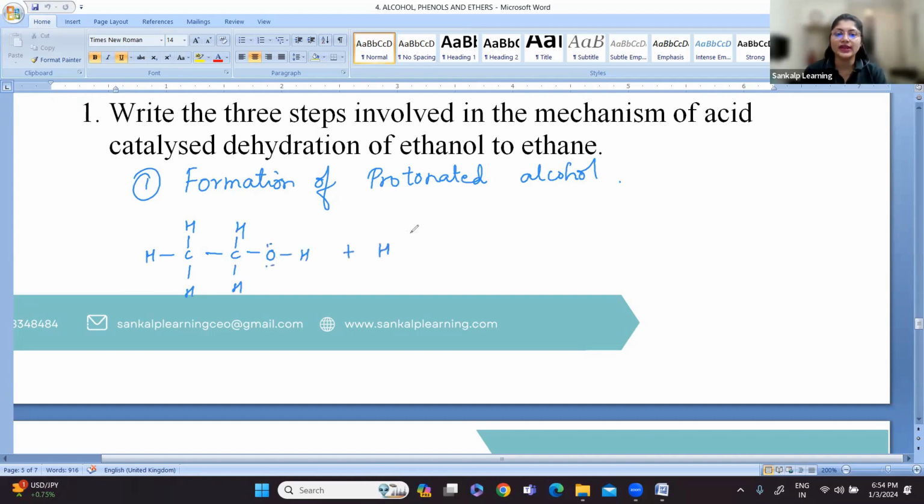So ethanol is going to react with the acid. Okay, so what will happen? So alcohol will react with the acid, that is H2SO4, to form a protonated alcohol. So this lone pair will attack the hydrogen, H plus ion, and it will give you what? It will give you H-C-H. So the remaining will be like this only. So O plus, then this will be H and this will be H. Okay, so this is our first step.